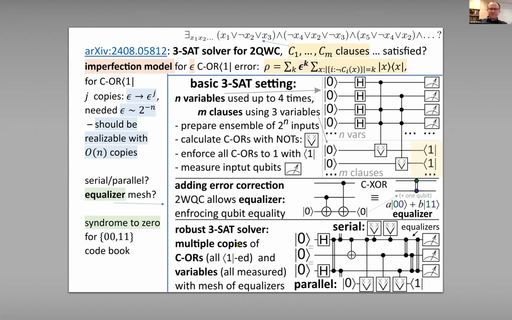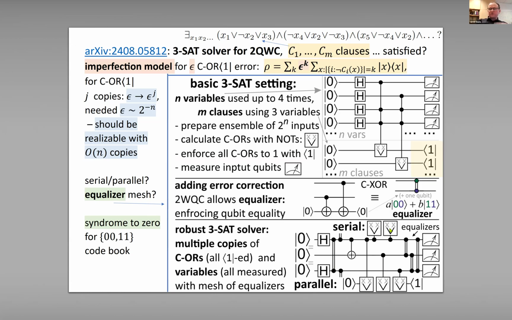For example, here is some basic gadget. In a standard one-way quantum computer for error correction, we would measure here. But in a two-way quantum computer, we can enforce this to be 0, and doing so, we literally enforce the two qubits to be equal. Having this new gadget, only allowed for two-way quantum computers, we could work on multiple copies of the same qubit, by using this equalizer.